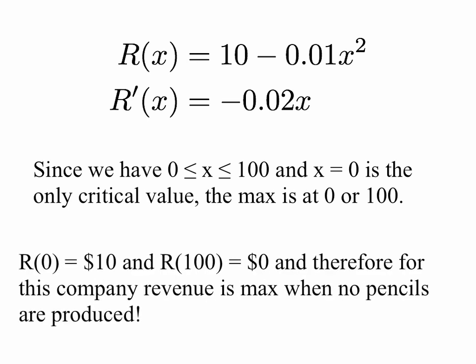R of 0 is equal to $10. So if you plug 0 into that function, you get 10. And R of 100 is equal to $0. And therefore, for this company, revenue is max when no pencils are produced. So it's a silly company that I've made up, but I wanted to make the problem straightforward for you. And so in this particular case, the maximum occurs at 0, and that maximum is $10.